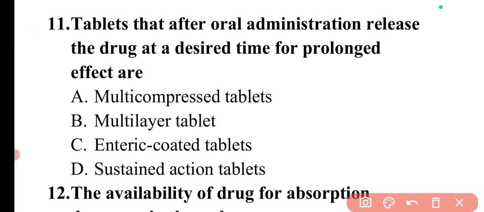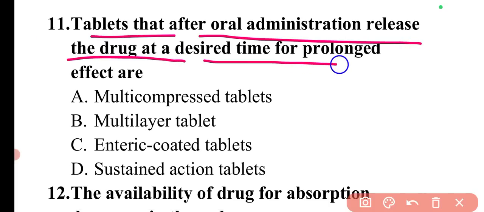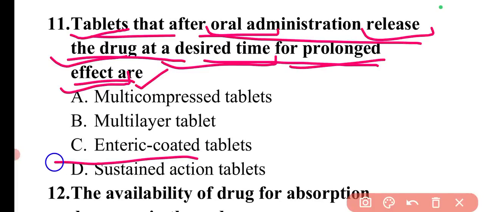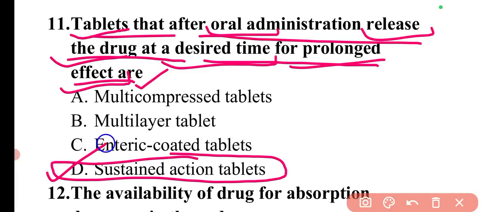The next question is, tablets that after oral administration release the drug at desired time for prolonged effect is called. So those tablets which are given orally and can release the drug at a desired time for prolonged effect, for a long period of time they will be producing their effect. These types of tablets are known as sustained action tablets. So here option D is correct.